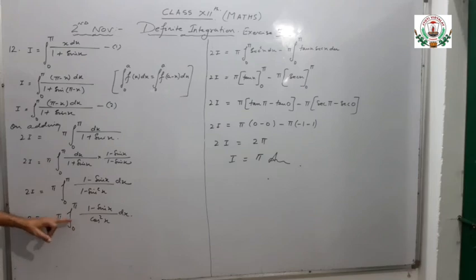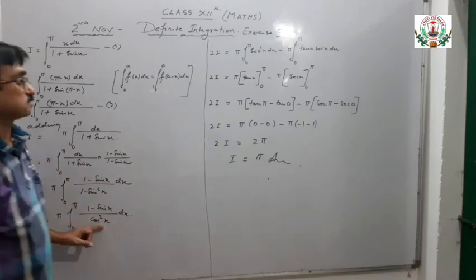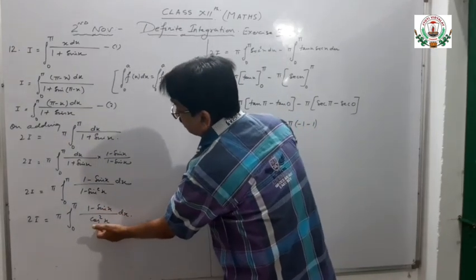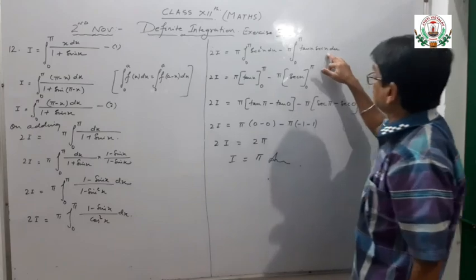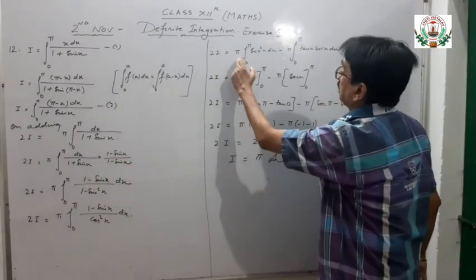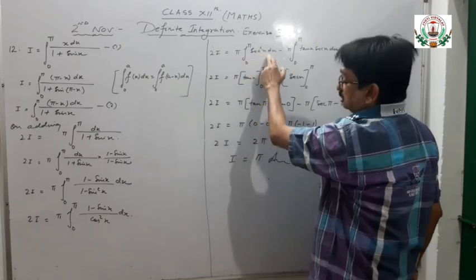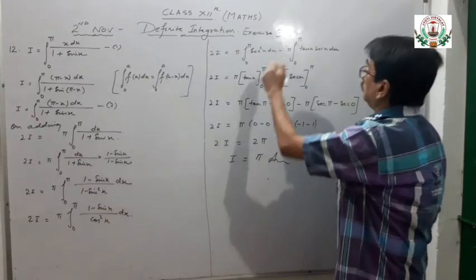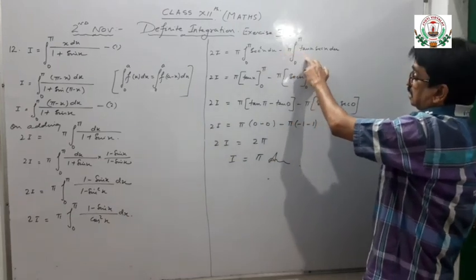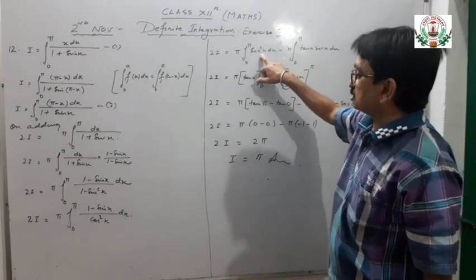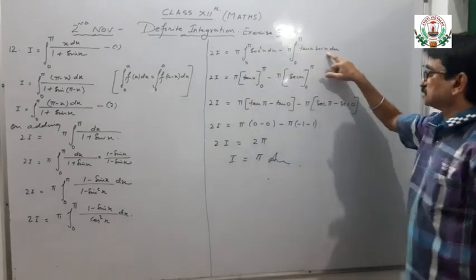The same limit continues, 0 to pi. Now 1 by cos square x is sec square x, sin x by cos x will become tan x, and 1 by cos x will become sec x. So here you see that pi will be multiplied to 0 to pi sec square x dx, and this pi will be multiplied to this term also: pi, sin x by cos x tan x, 1 by cos x sec x dx. So integration of sec square x is tan x, and integration of tan x sec x is sec x.